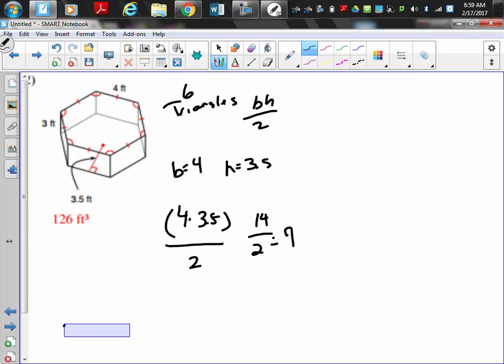But how many triangles do I have? 6. So I have to multiply this 7 times 6, which is 42. Now what am I going to do? How many layers do I have? 3. So I'm going to go 42 times 3, which is 126.